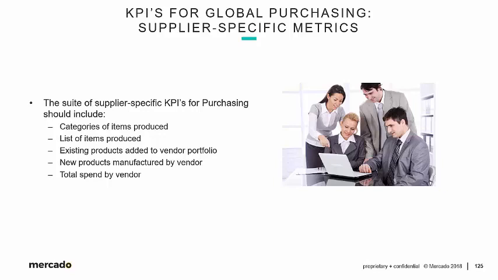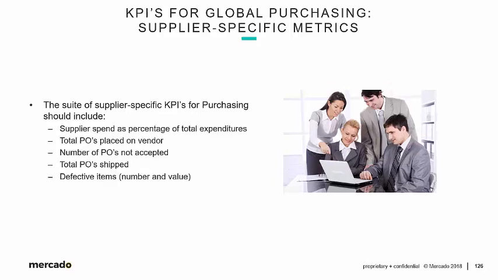Naturally, last one, total spend by vendor. We saw that in our example, the spend analysis real-world example, some time back. We need that too. Reminiscent of that real-world example, supplier spend as a percentage of total expenditures, that individual and cumulative approach. Total POs placed on a vendor in a month, in a quarter, in a year.